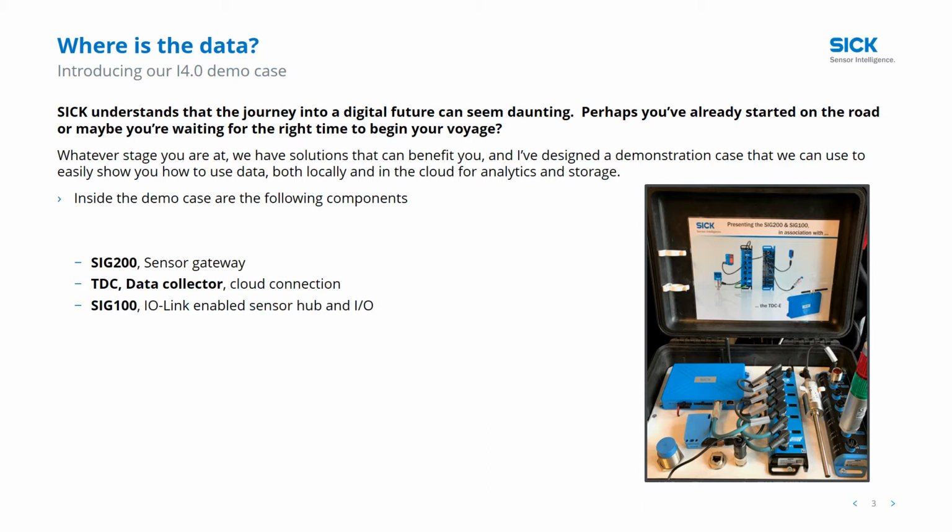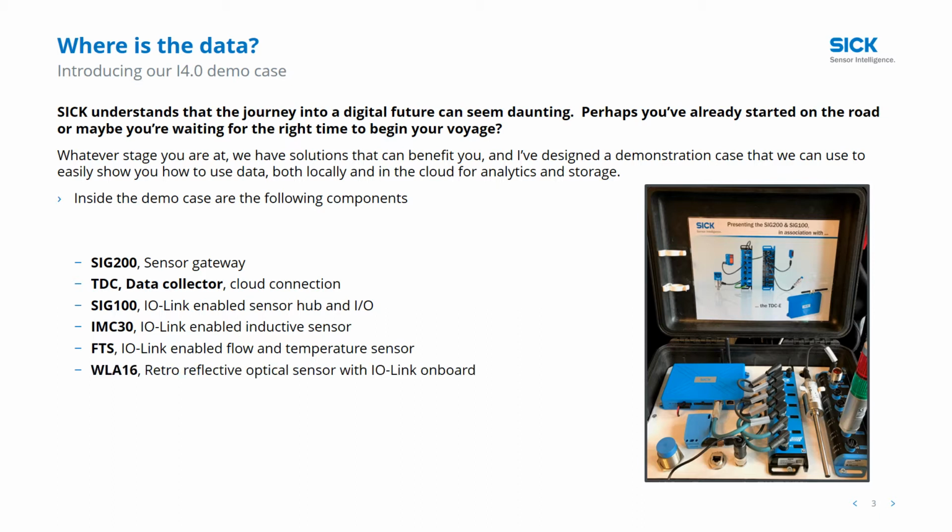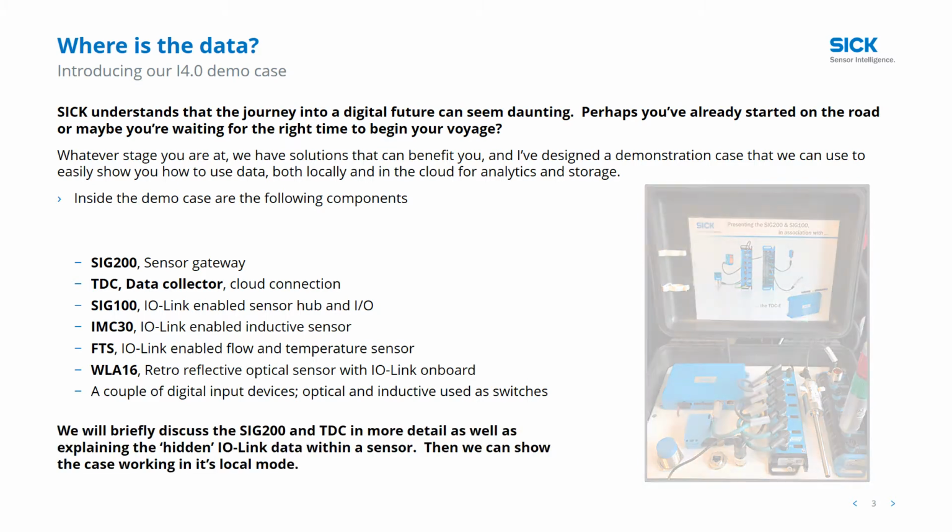We've got a SIG100, which is an IO-Link enabled device that's connected to the SIG200, and it's the digital IO hub for inputs and outputs, ons and offs. An IMC30, which is an inductive sensor. An FTS, which is a flow and temperature sensor, you can see there with the long probe on it. And we've got an optical sensor, which is looking at a small reflector as part of the case as well. There are also a couple of digital input devices and output devices, as I say, connected to the SIG100.